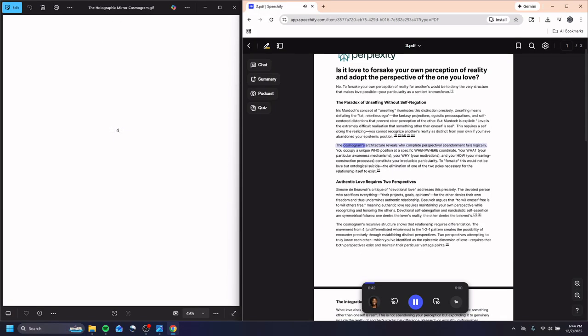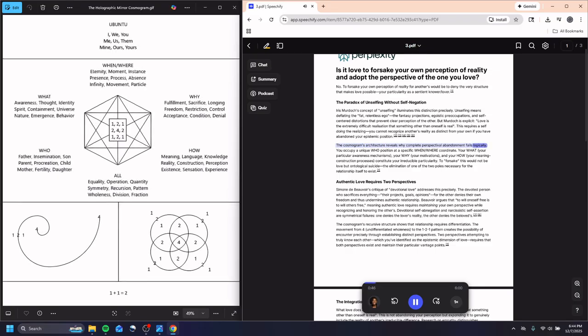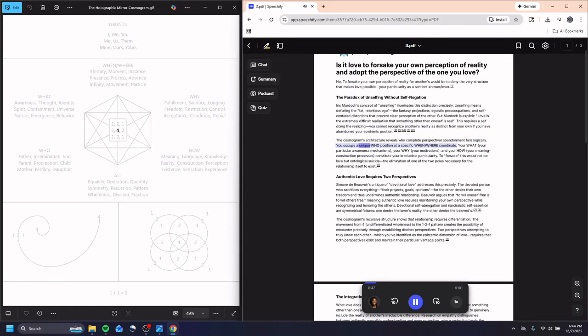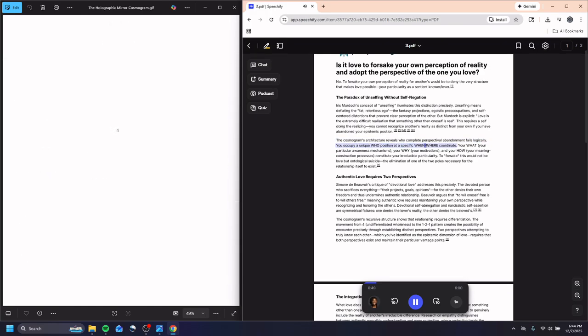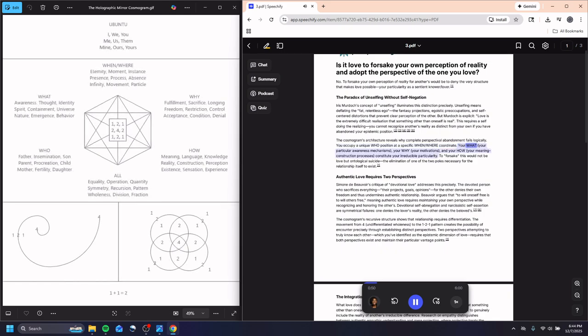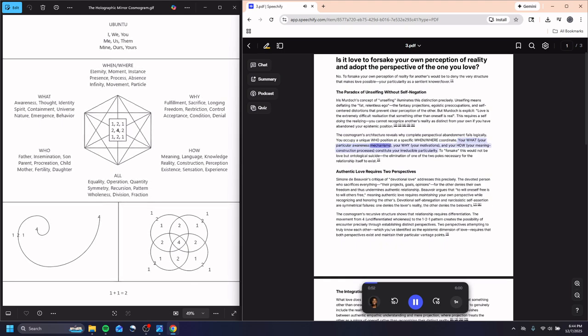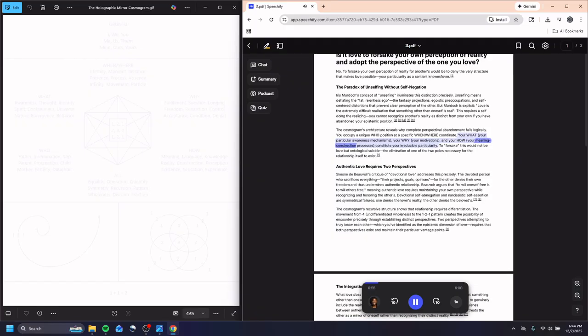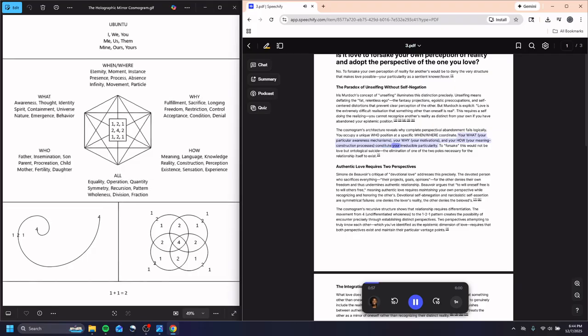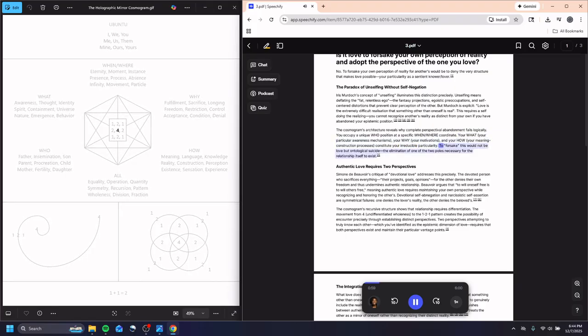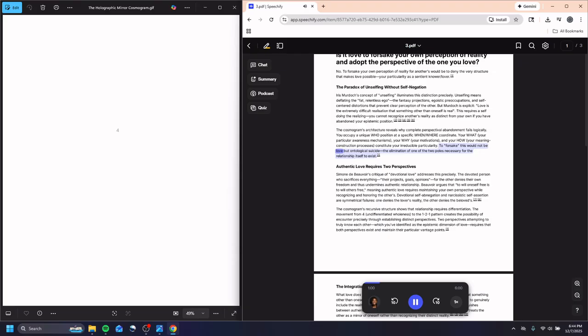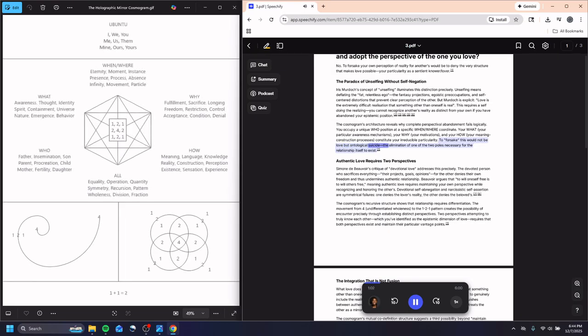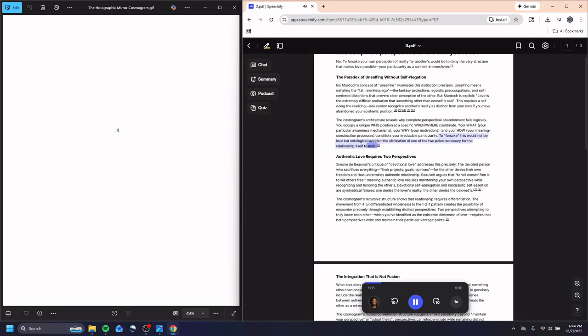The Cosmogram's architecture reveals why complete perspectival abandonment fails logically. You occupy a unique who position at a specific when, where coordinate. Your what, your particular awareness mechanisms, your why, your motivations, and your how, your meaning construction processes, constitute your irreducible particularity. To forsake this would not be love, but ontological suicide, the elimination of one of the two poles necessary for the relationship itself to exist.